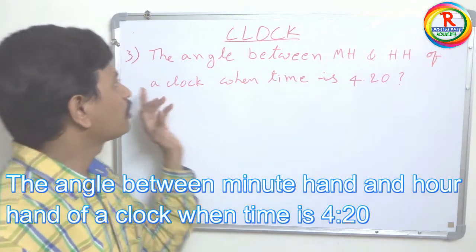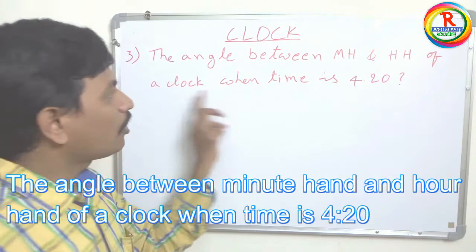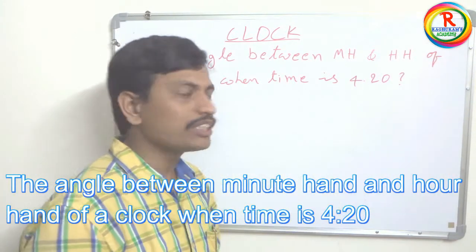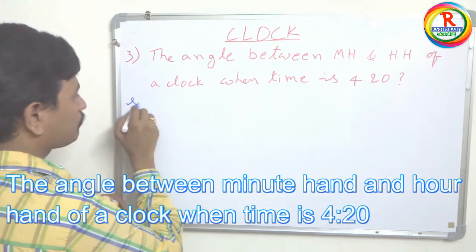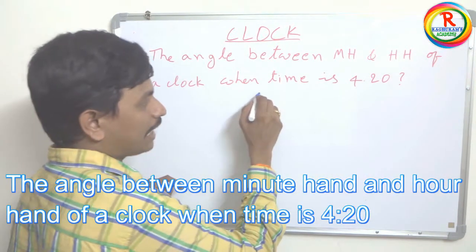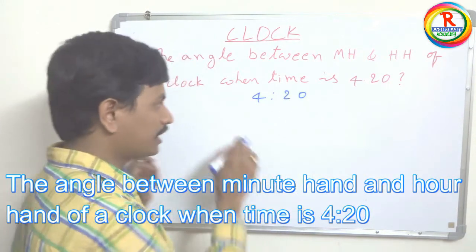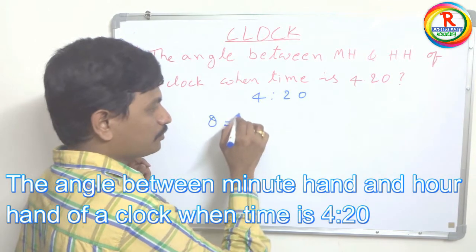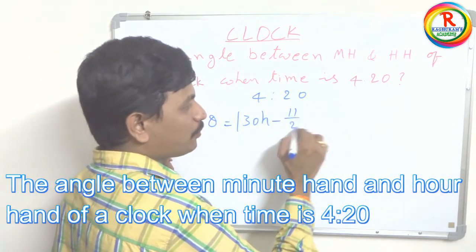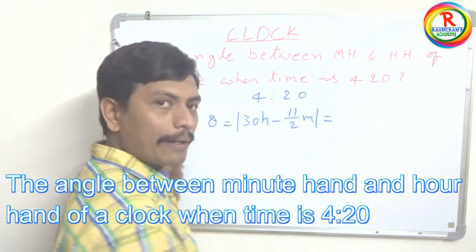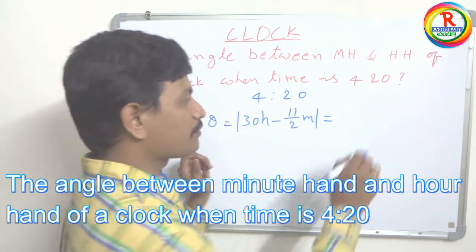Let us see the next problem, the third one. The angle between a minute hand and hour hand of a clock when the time is 4:20. Mostly you get questions like this. So first of all, let us take the time 4:20. I told you we have only a single formula, that is theta is equal to 30h minus 11 by 2 m. That's the only formula we need to learn here. However we take the hours and minutes, just substitute these things.